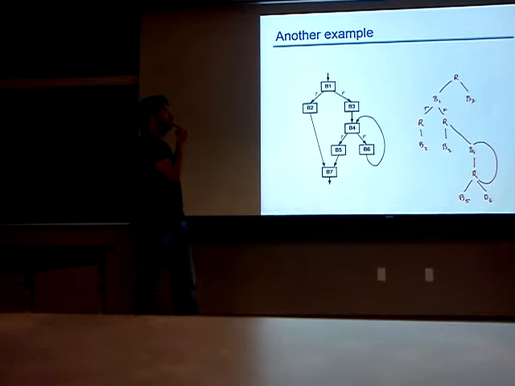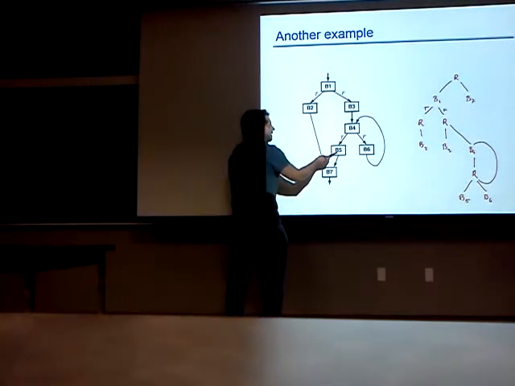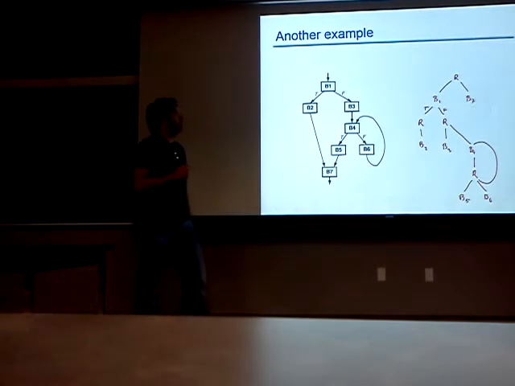Sorry, what does "region" mean? It's just a control dependence region. One question here is, is B5 in the same control dependence region? Is it under the loop, or is it under the same control dependence region as B3?